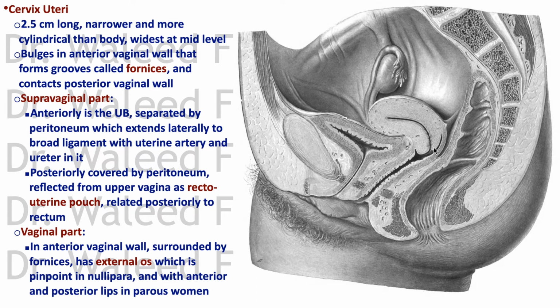and opens into the vagina by the external os, which is pinpoint in nullipara. Nullipara means they didn't give labor before. In nullipara it's pinpoint, but in parous women, it has lips, anterior and posterior lips, because of the previous dilation and stress on the cervix during delivery. This is the vaginal part.